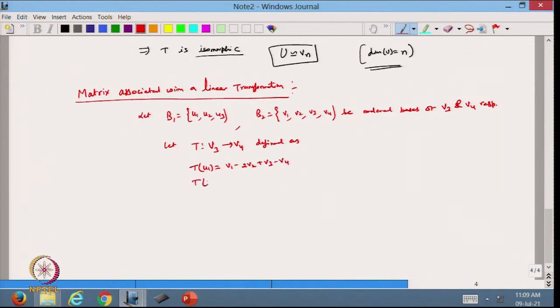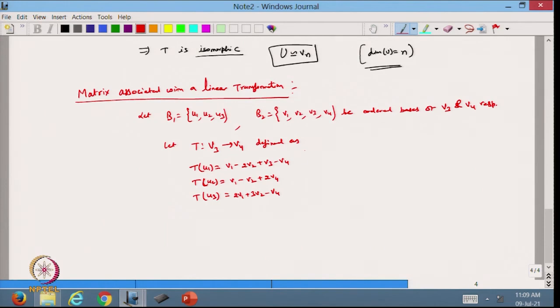T of U2 is given to me as V1 minus V2 plus 2V4, and T of U3 is equal to 2 of V1 plus 3 of V2 minus V4. So this is the transformation given to me.